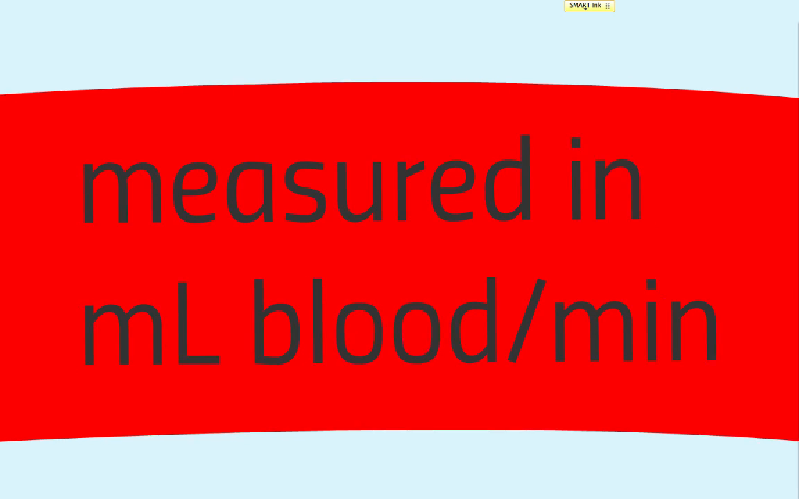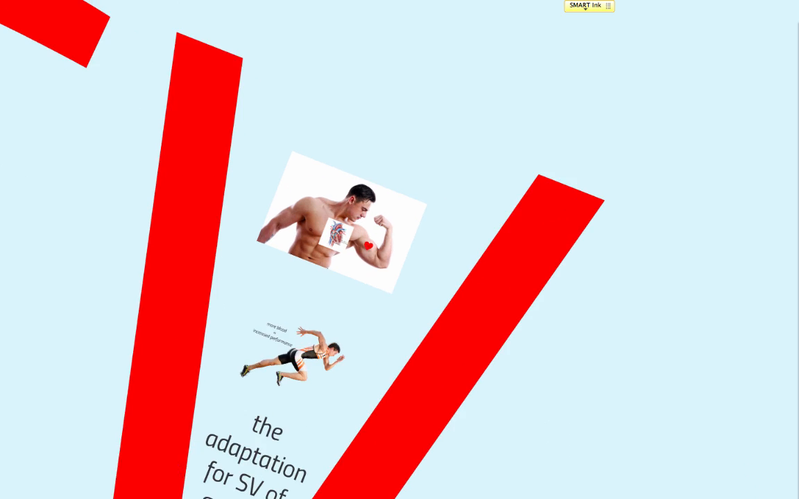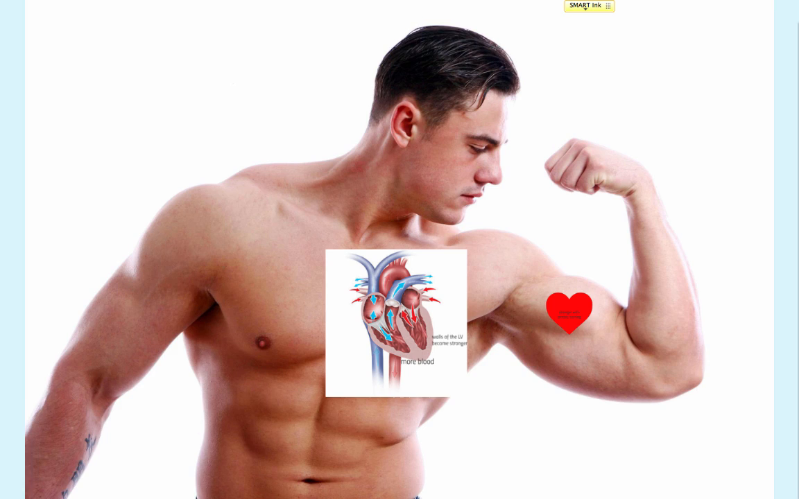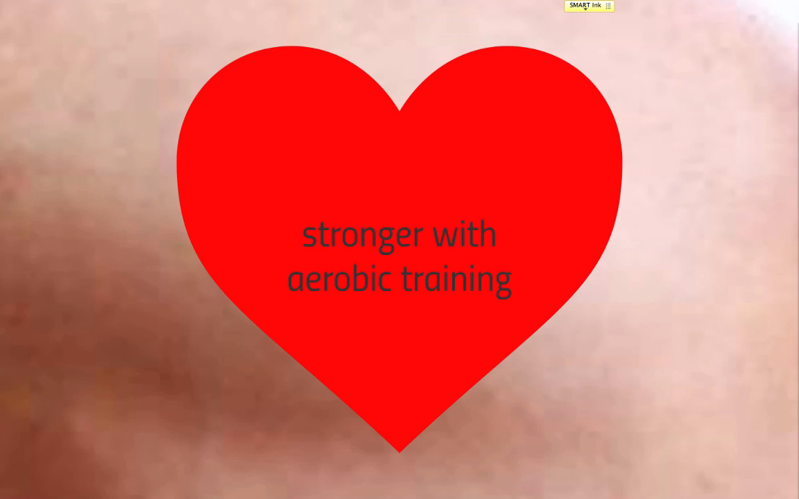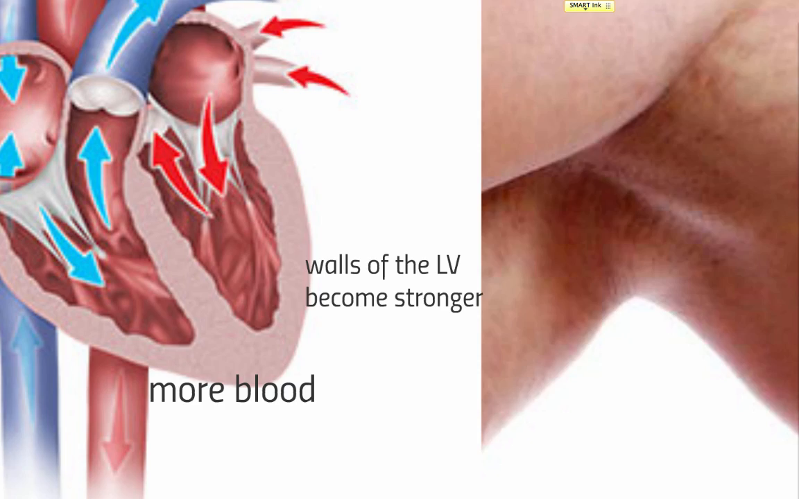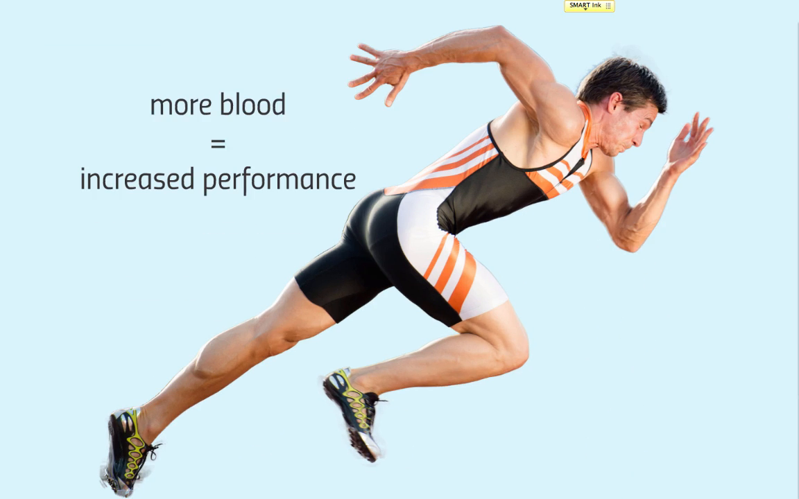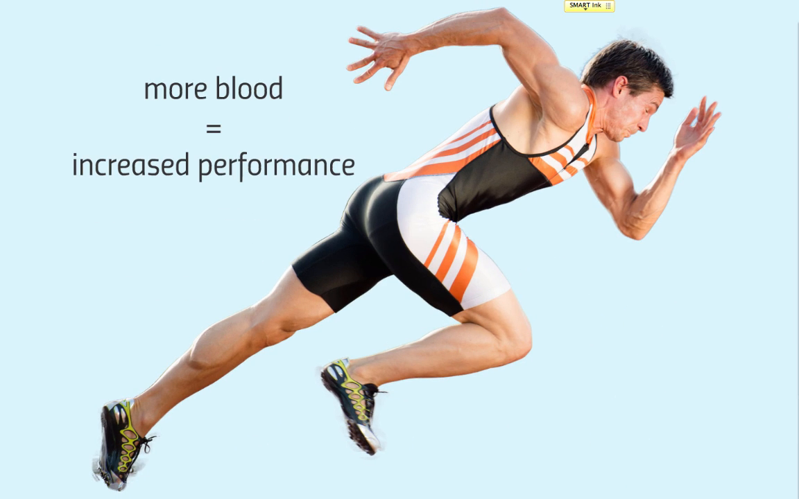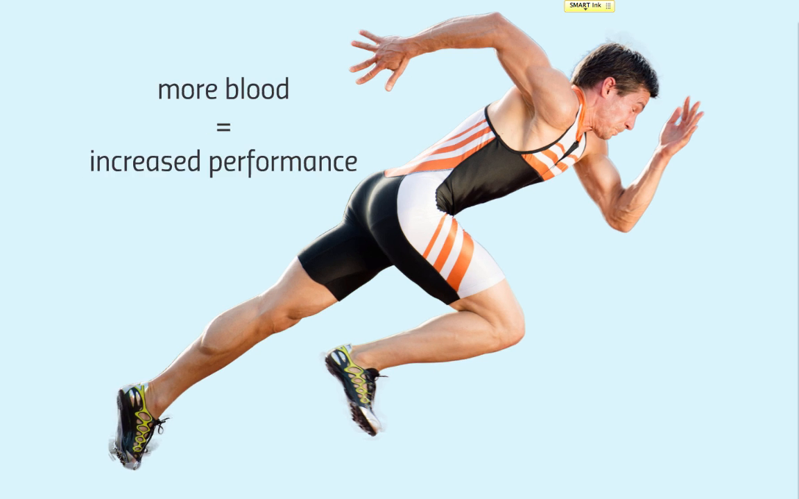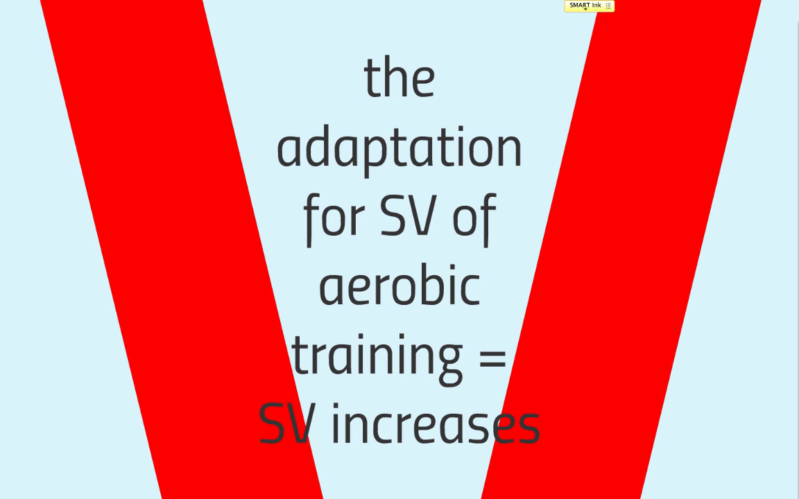Because the heart is essentially a muscle, it becomes stronger with aerobic training. The heart becomes stronger because the walls of the ventricle become thicker. The heart is then able to push more blood out of the left ventricle with each contraction. This is ideal for athletes because it provides more oxygen-rich blood to the working muscles, and more blood equals increased performance. Therefore, the physiological adaptation of aerobic training on stroke volume is that it increases.